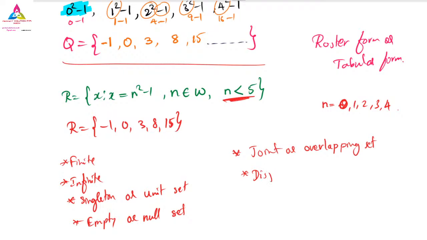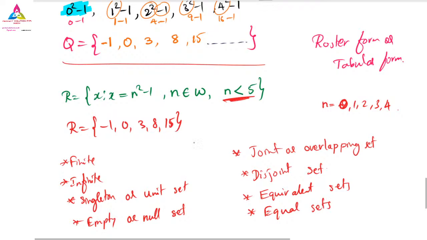Next one we will have disjoint, just make a note of it. And the next ones are very important, the seventh and eighth: equivalent set, and next is equal set. These two will confuse a lot. The last two confuse a lot of students, but if you see the logic correctly, it will be easier for you. Equivalent and equal, are both the same or both different?